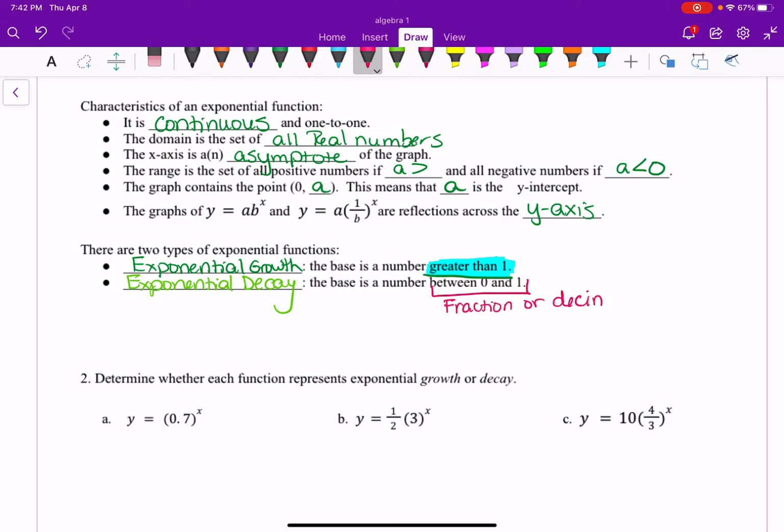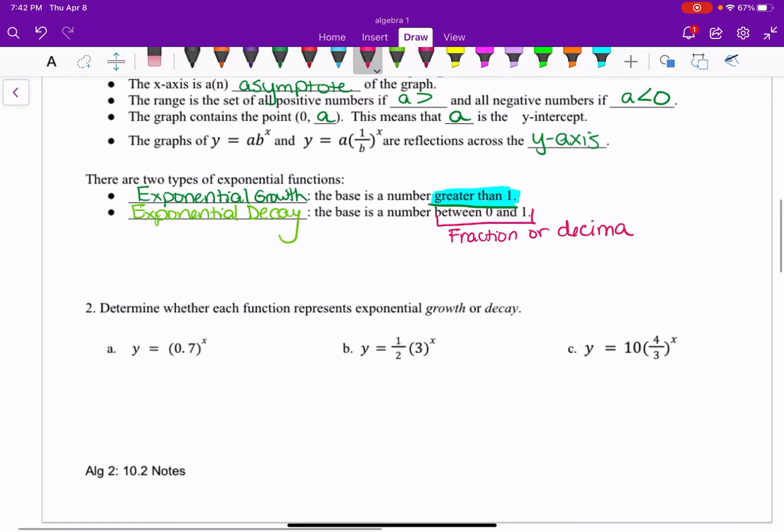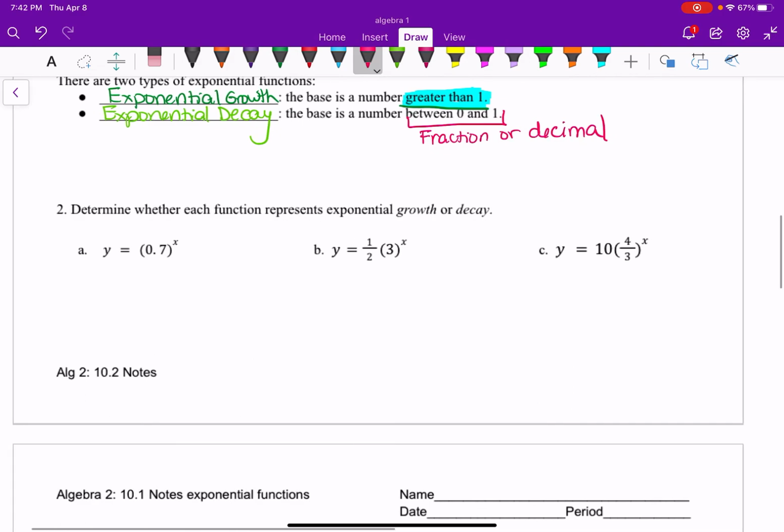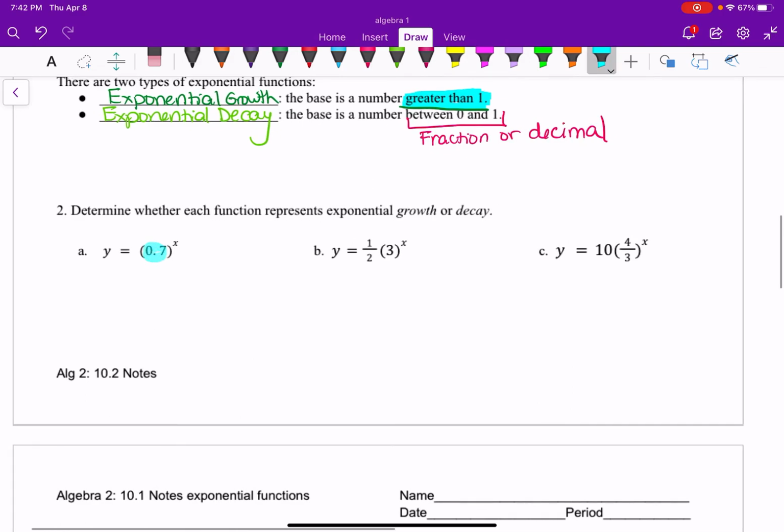then you have decay. So you've got to be careful when looking at these, because sometimes these can be tricky. So the base of this one is 0.7. That's a fraction or decimal between 0 and 1. So that means this is decay.